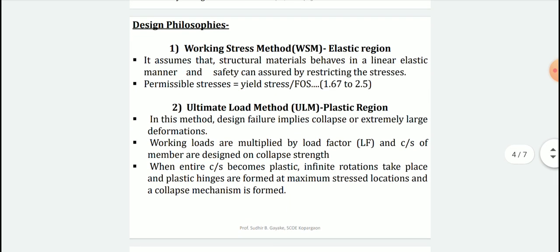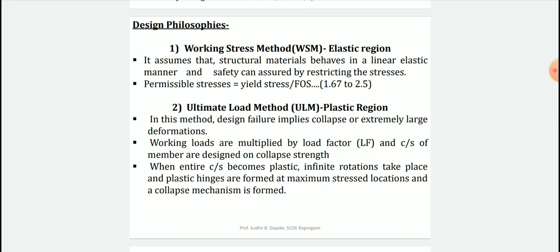So design philosophies. The first design philosophy is the working stress method, also denoted as WSM, and this is based on the first portion of your graph, that is the elastic region. In this method, it is assumed that the structural material is behaving in a linearly elastic manner and safety is assured by restricting the stresses. In this method, certain factors of safety are used, and these factors of safety are applied to your yield stress value. Here the cross sections designed using the working stress method are somewhat of larger area, and therefore this method becomes disadvantageous, as the partial safety factor on yield stress, a factor of safety, is applied only to calculate your strength values.